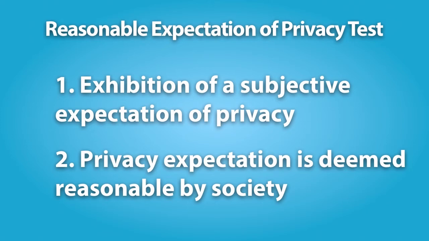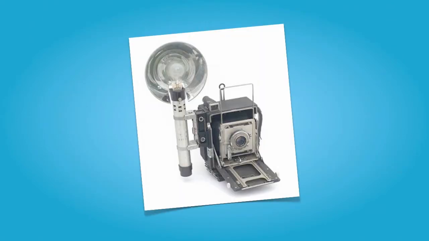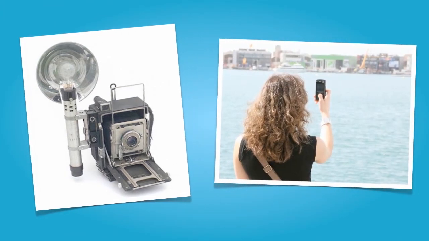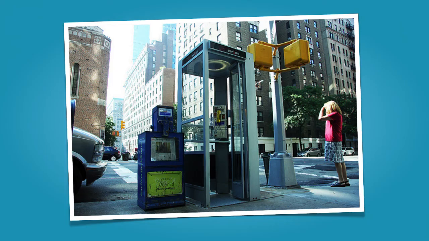This provides some elasticity to the test to reflect evolving concepts of privacy. For example, when cameras were large, expensive, and owned only by a few, it was reasonable to expect that one would not be photographed, even in a public place, without consent. Today, however, with the pervasiveness of camera-equipped smartphones, such an expectation is not likely reasonable, absent some other exigent circumstance.